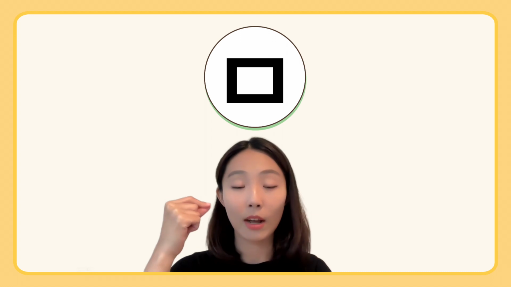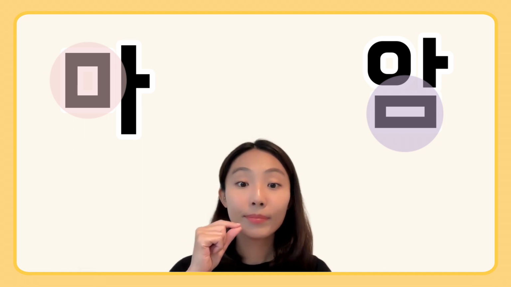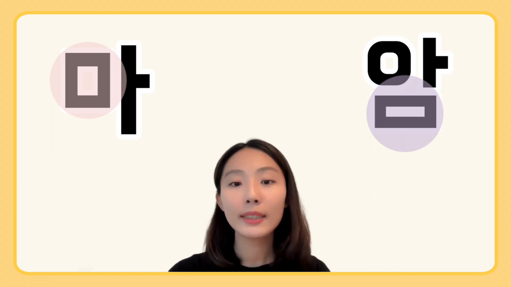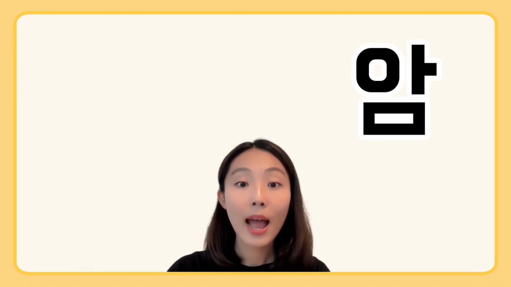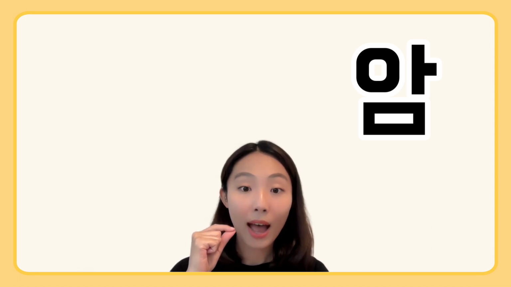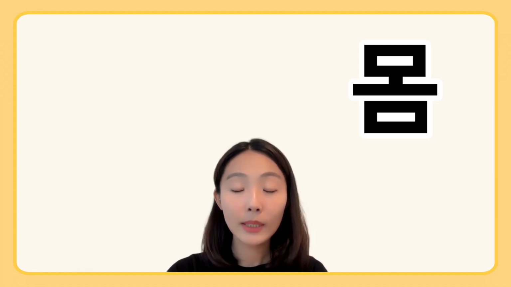First sound is this one. When this consonant comes at the beginning of the syllable, it sounds like mu. But when this consonant comes as a 받침 at the end of the syllable, it sounds like this. Let's practice this sound within a syllable. Here we have no sound plus a, and when we add the 받침 sound, it becomes this. Yes. And we have now mu plus u, mu, and with the 받침 sound, it becomes 몸.